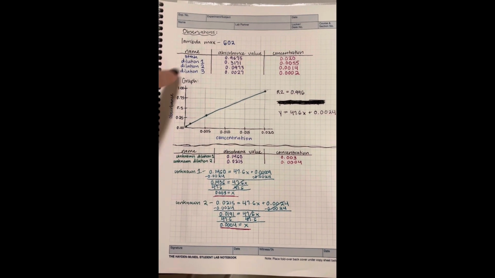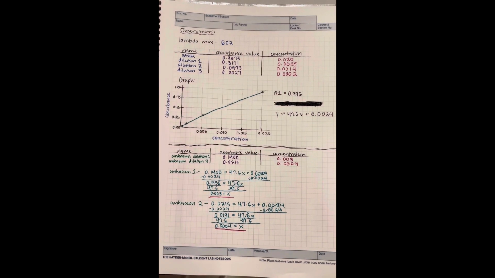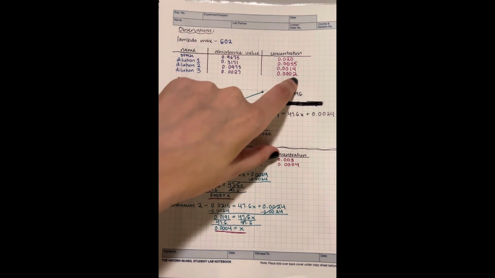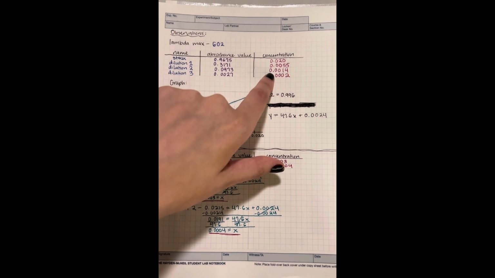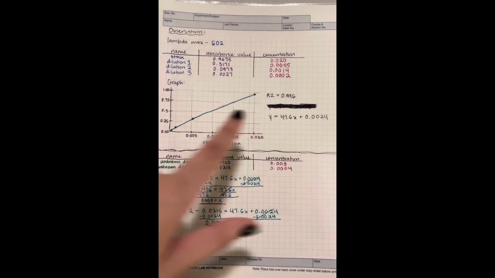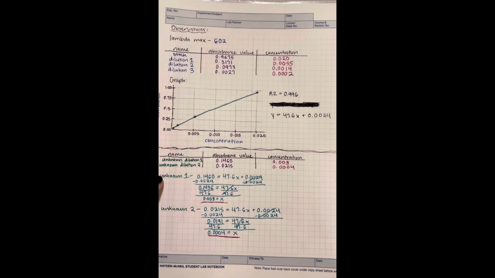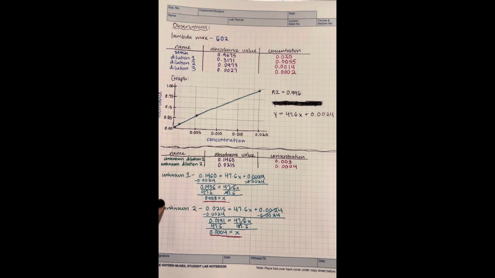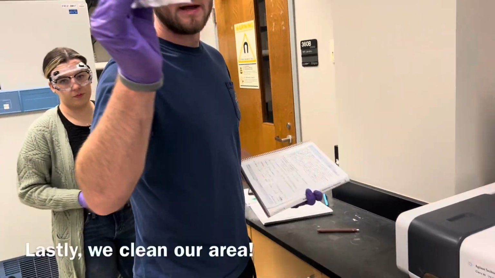As you can see here, we have our absorbance values and concentrations of our dilutions from our stock solution. We got the concentrations from using M1V1 = M2V2. Then we got our graph and the equation of the line, which we use this relationship, and our absorbance values from our unknowns to find the concentrations. In the trash.